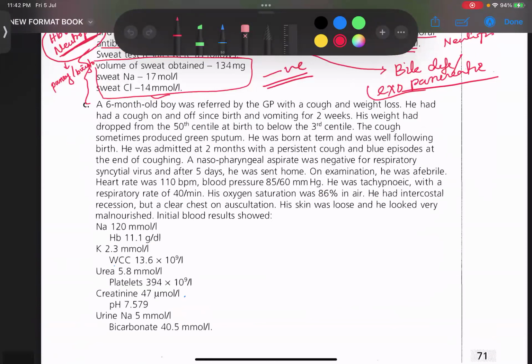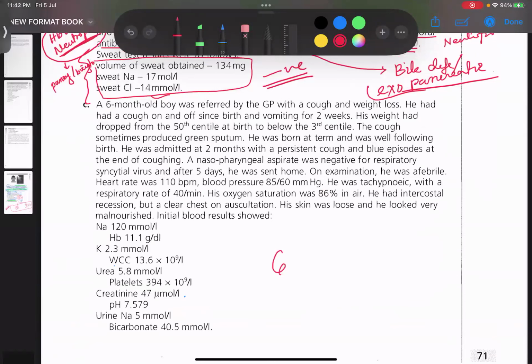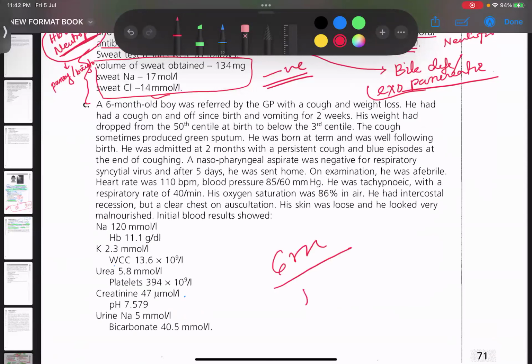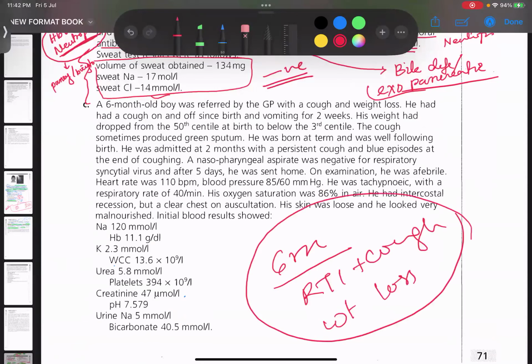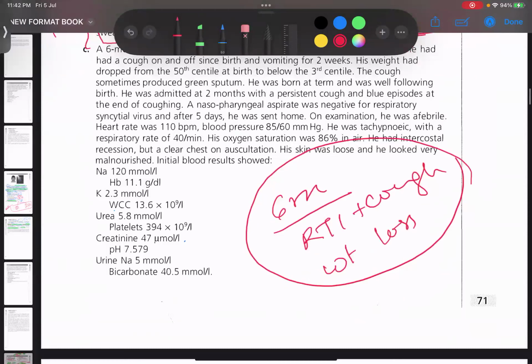Okay, so basically this 6-month-old child has come to us with repeated history of respiratory tract infection with cough. Along with that, there is history of weight loss. There are different episodes where they said that he was coughing. At the end of coughing, he was developing apnea, and they excluded respiratory syncytial virus anyway. Now he is coming to us with history of respiratory tract infection with cough along with weight loss, and he is also developing poor saturation. The chest examination is clear.